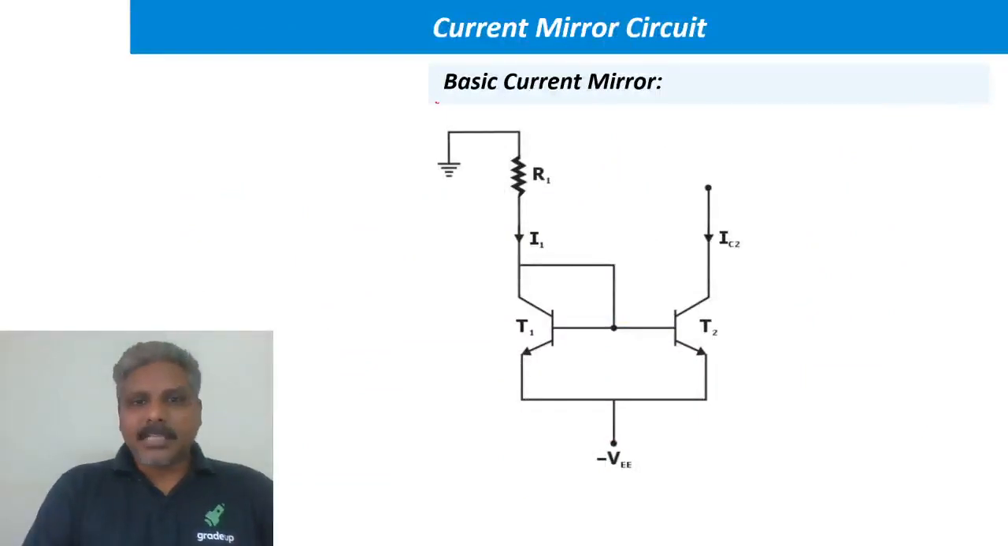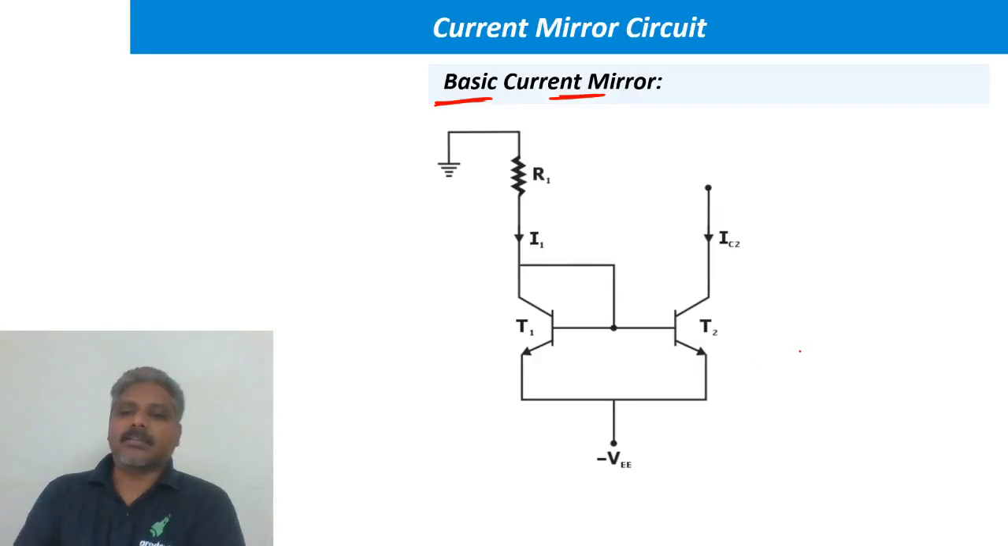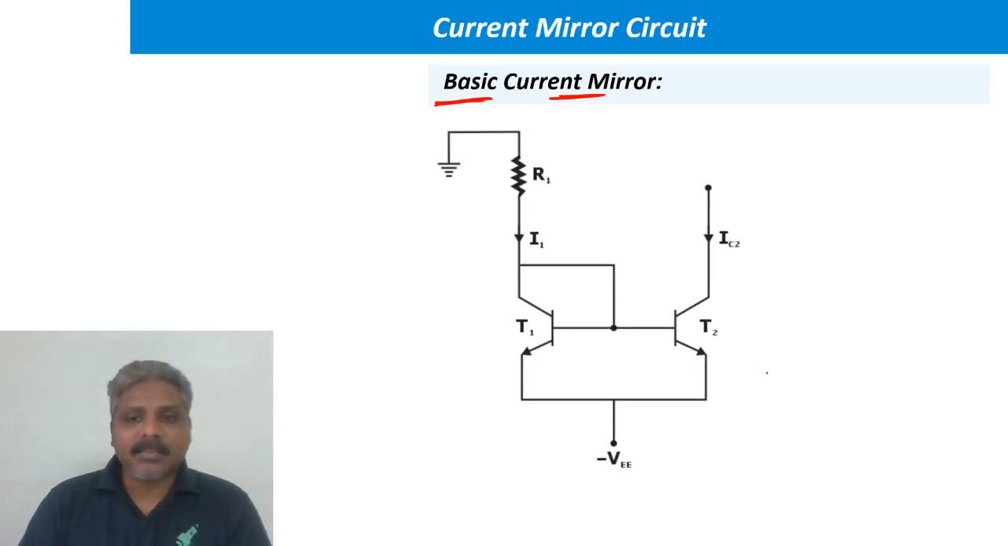This is the basic current mirror circuit. Why is it called current mirror? First, let me explain what the current mirror is. In a current mirror, there are two transistors, like I have shown here: transistor 2 and transistor 1.